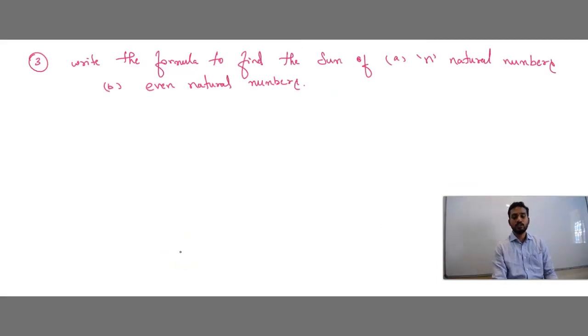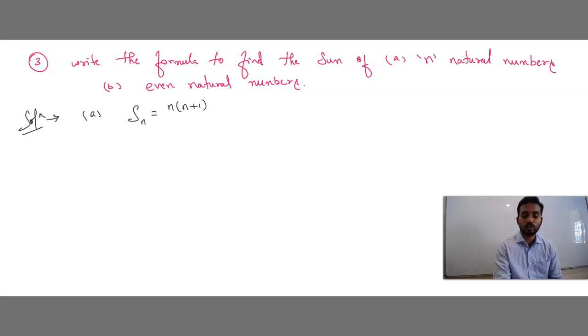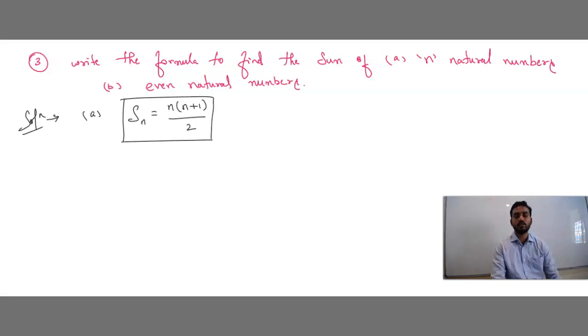The next question here is, write the formula to find the sum of n natural numbers and even natural numbers. So it's easy, children. It's very simple. If you get this type of question, it's very easy. Just write the formula. What is the formula we are using to find the sum of n natural numbers? Sum of n natural numbers is n into n plus 1 by 2. Sn is equal to n into n plus 1 by 2.